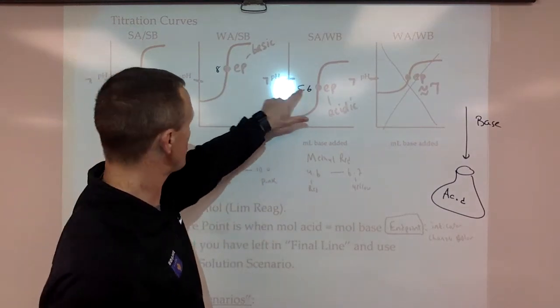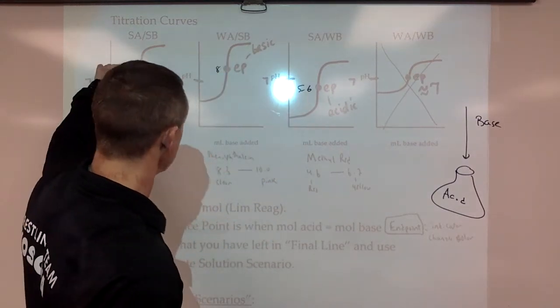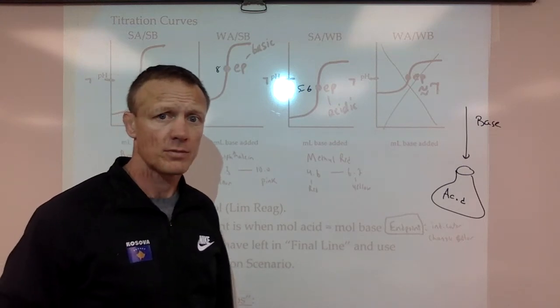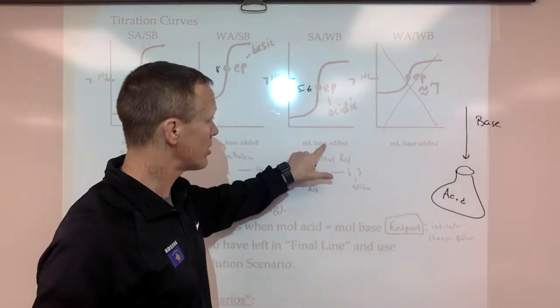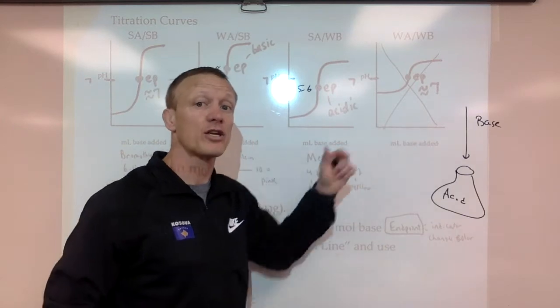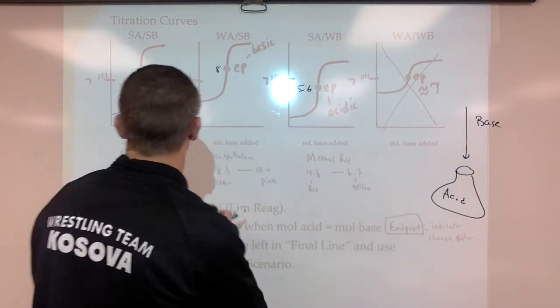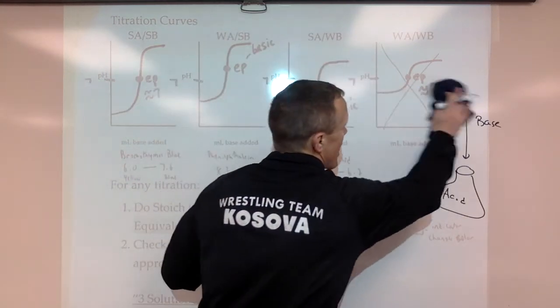But your equivalence point is kind of the middle of the steep part of the curve. Again, this is pH versus how much of the titrant you're adding, in this case a base. It could also be an acid, and this could be a base down here. We're going to do a strong acid, strong base titration.